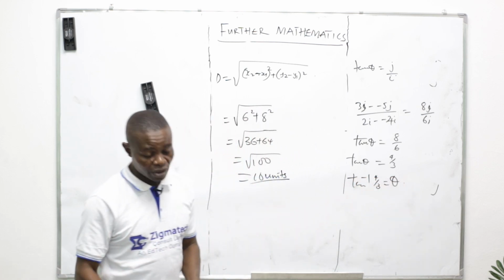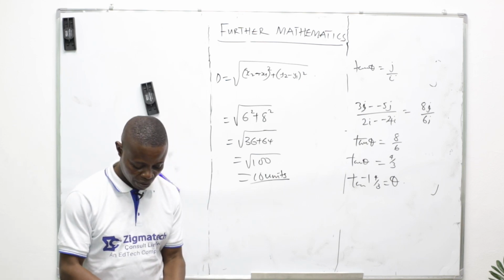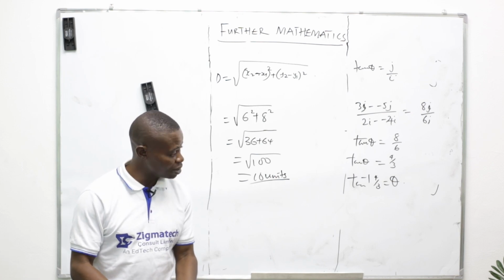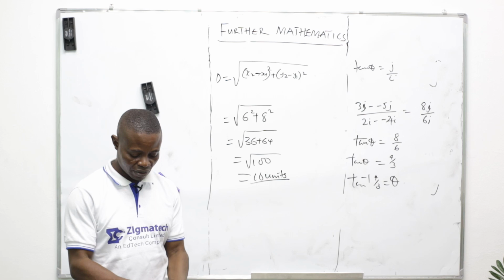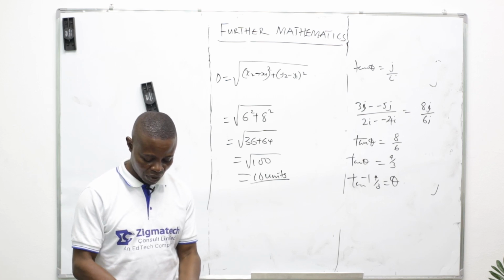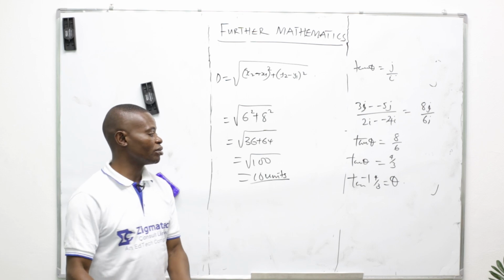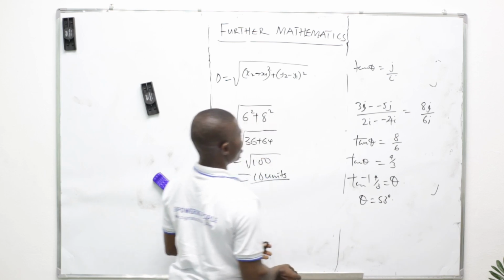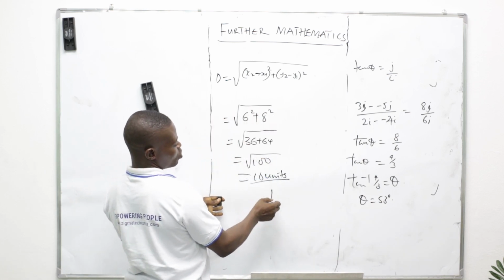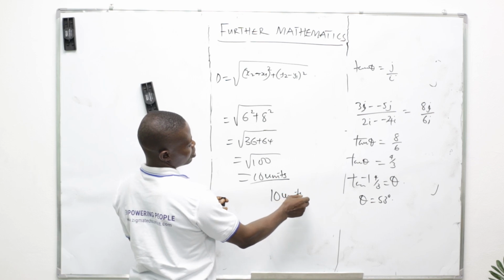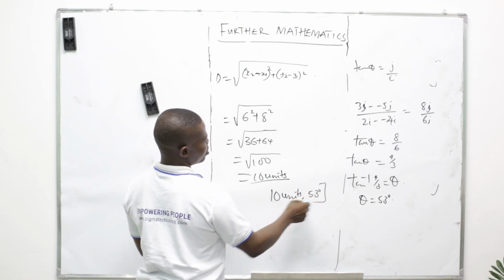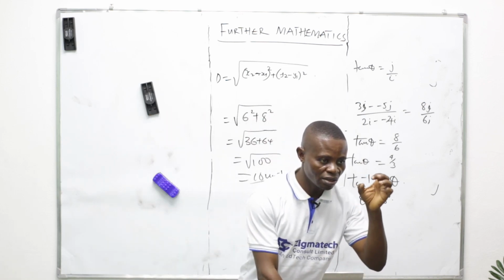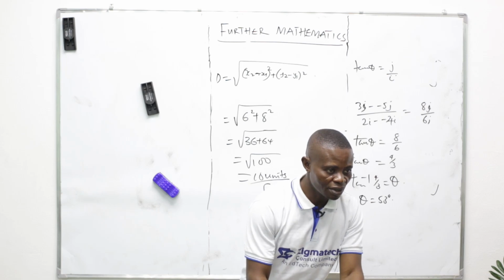Now let's get our theta. 4 over 3 will give us 1.3333. Then tan inverse 1.33333 equals 53 degrees. So theta equals 53 degrees. Hence, our solution is going to go this way: 10 units, 53 degrees. So that is the solution.